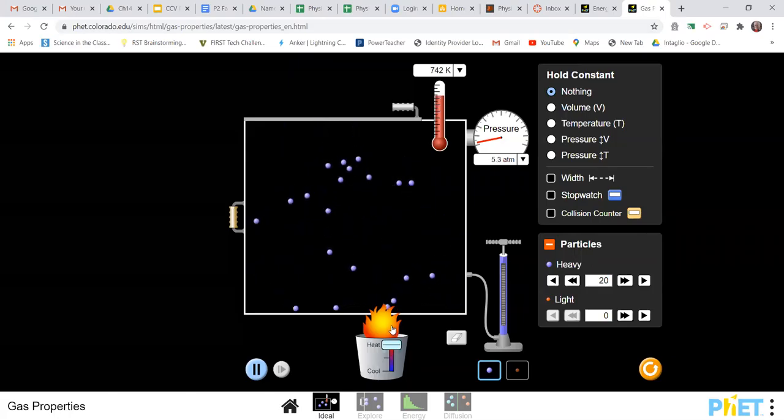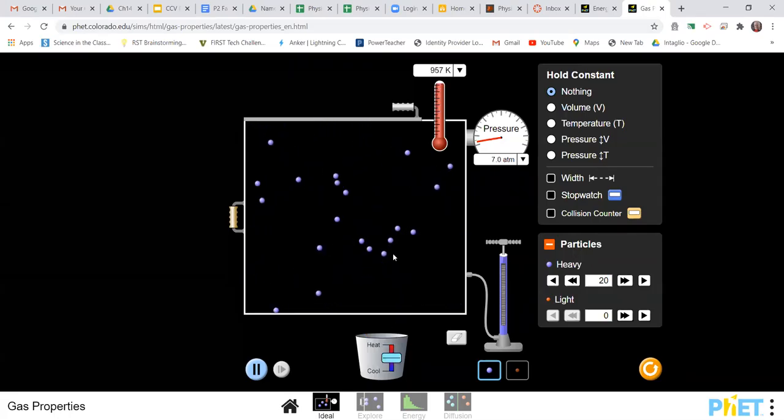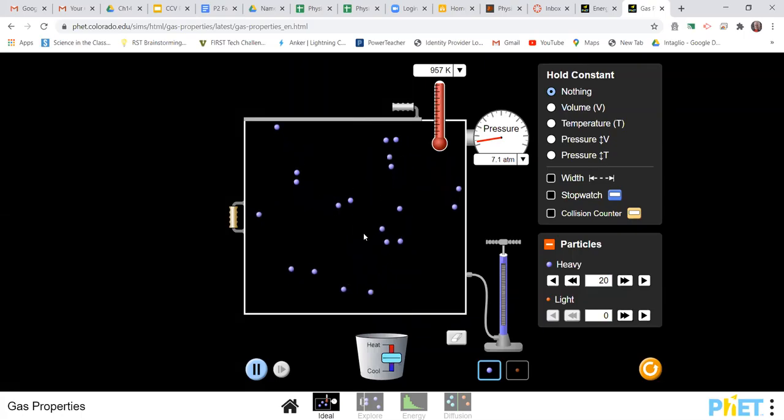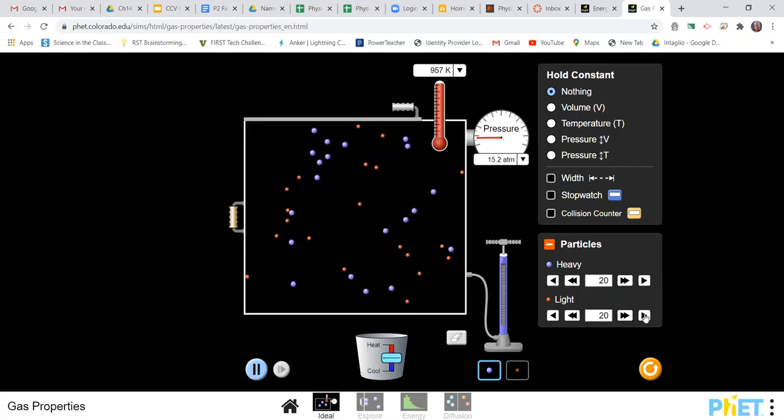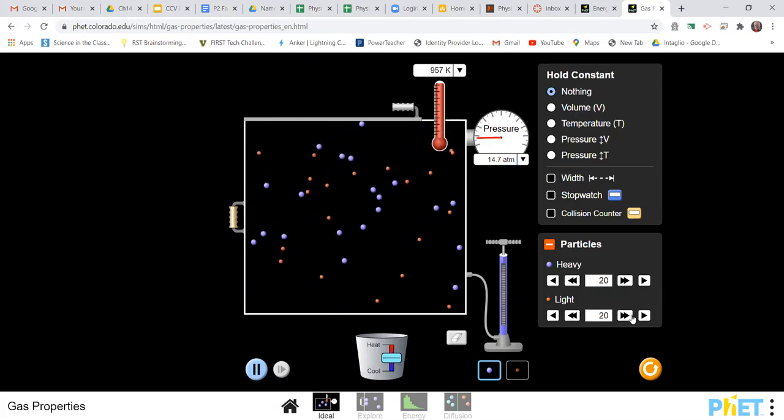And when we add heat, you can see that the temperature is increasing, but we don't really see a big change in what the speeds are. Like overall, they look faster, but. Okay, now we're gonna interject some other kinds of gases. And I'll make it an equal number of particles. So 20 heavy and 20 light.